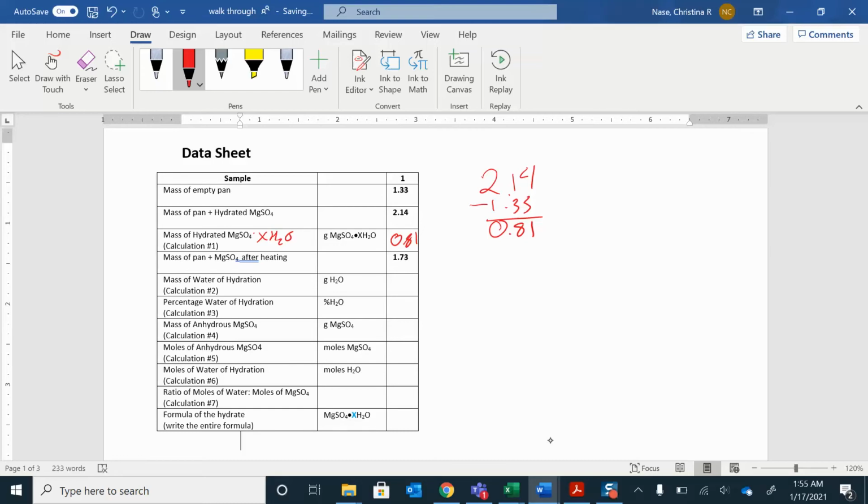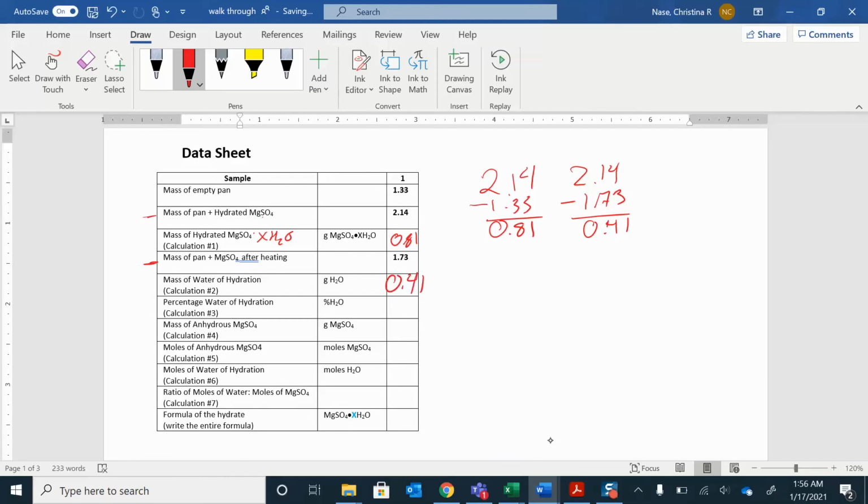And then we found the mass after the heating was 1.73. And so if we want to figure out how much water was in our system, well, we can look at the mass of the pan plus the anhydrous magnesium sulfate. So that's after all the water's gone. And then this is what it was, the pan plus the magnesium sulfate plus the water, right? So this has the pan, the water, and the magnesium sulfate. This just has the pan and the magnesium sulfate. So if I subtract those, I should figure out how much water was in my sample. So I just have to do 2.14 minus 1.73, and that gives me 0.41 grams. All right, so that's how much water I had, 0.41.